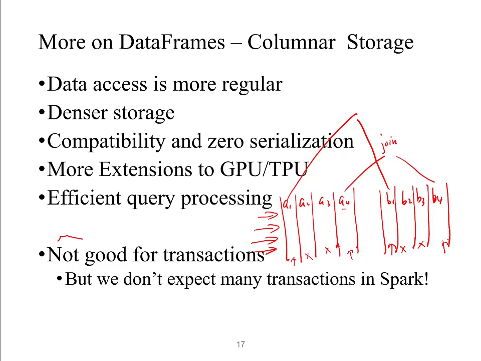Right? But in Spark, considering the application scenarios, there won't be many transactions. Instead, we usually use Spark SQL to analyze the data or to manipulate the data, so the transactions would be much fewer than in a DBMS, right? This makes columnar storage more suitable for our scenario.